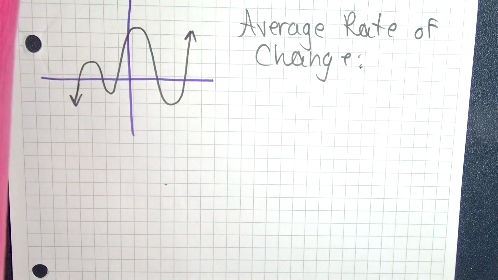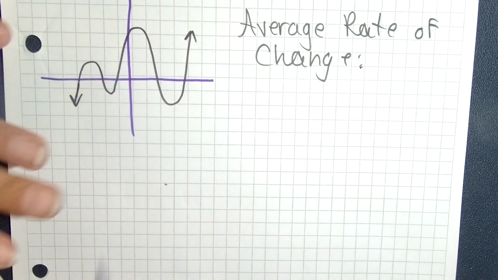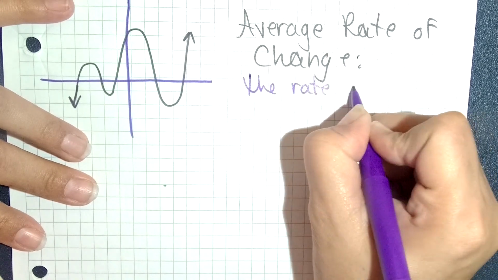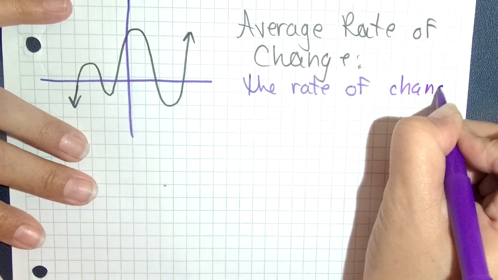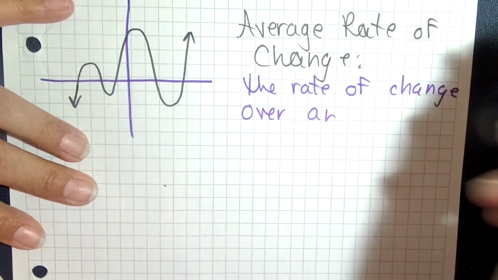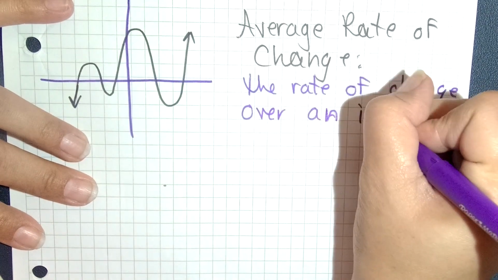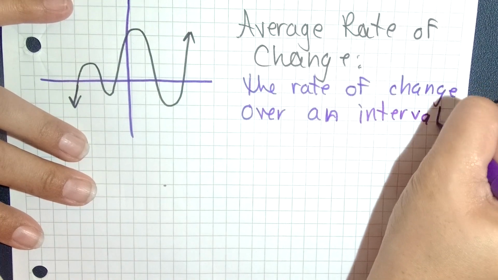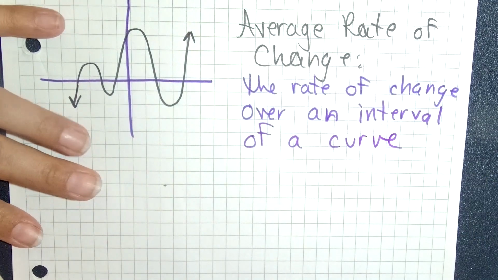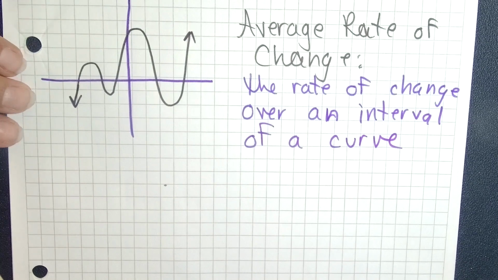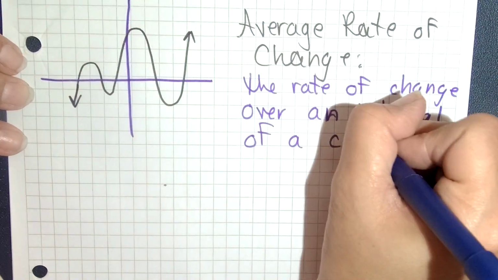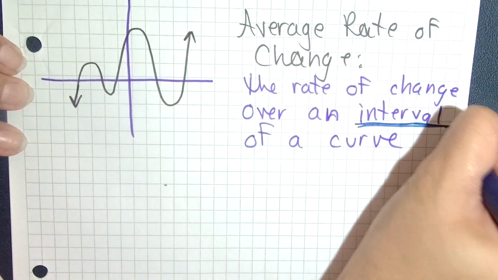The average rate of change, Vanessa, here's the notes if you need them, is the rate of change over an interval of a curve. This is the key: interval.